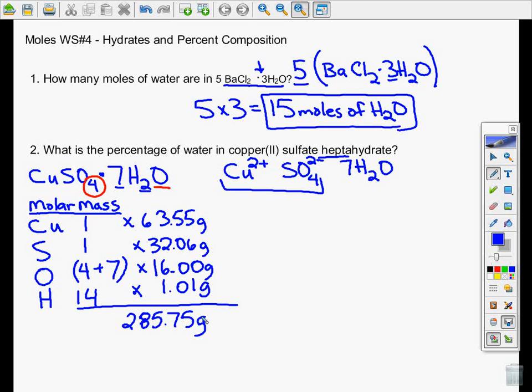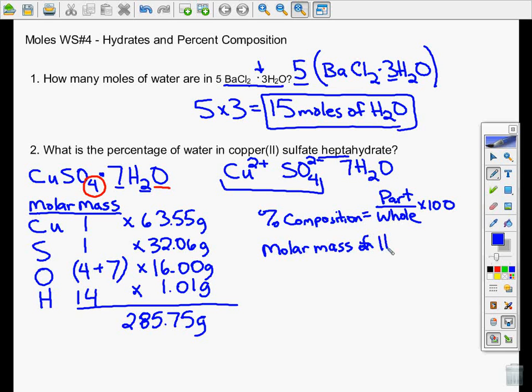So with that being my molar mass, now I want to know what is the percent water. So remember, percent composition equals what part you're looking at over the mass of the whole thing, which we just calculated, times 100 to put it in a percent. So our part, percent water, we better figure out the molar mass of water. The molar mass of water, you add together 2 times 1.01 plus 1 oxygen times 16.00, and that's equal to 18.02 grams. So that's of one water.